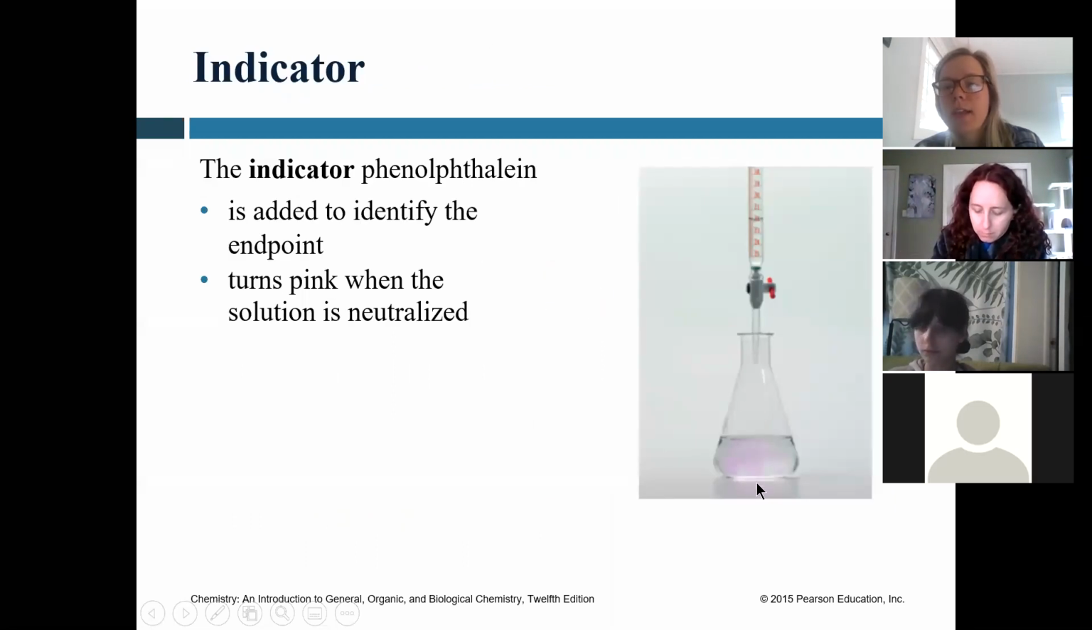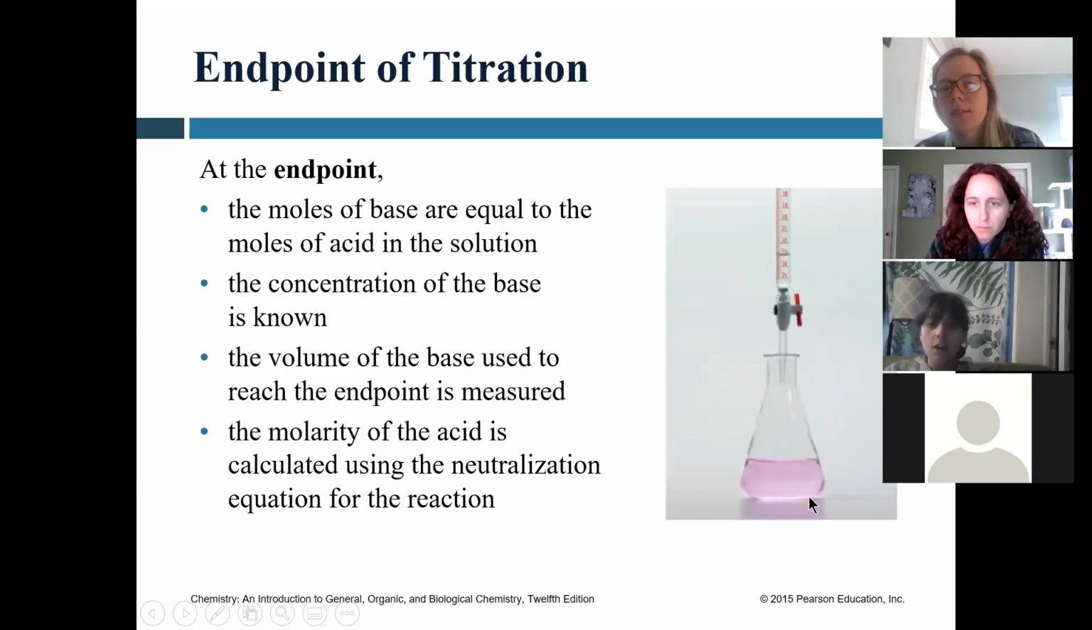So here's our phenolphthalein indicator. As I add acid or base, depending on what is in the tube, it will change to a pink color. Once we've hit the neutralization point, or when all the acid and all the base are neutralized, it'll give me this faint pink color like this. This is the end point. At the end point, conceptually, the moles of the base are equal to the moles of the acid.